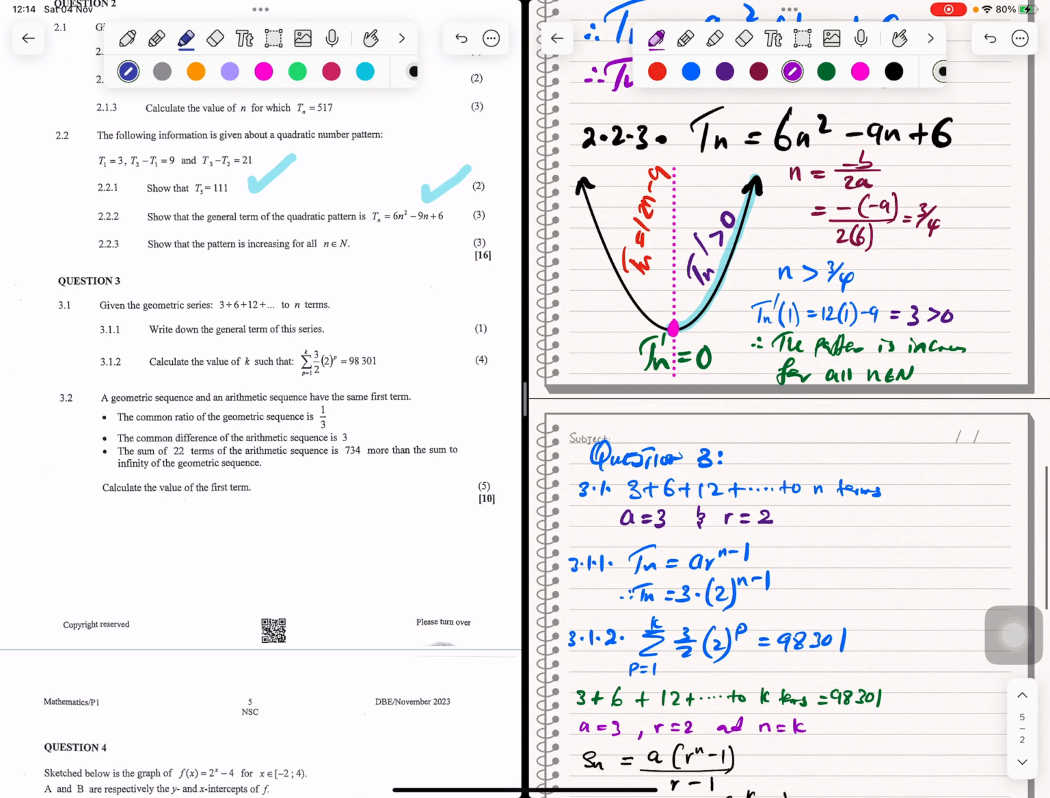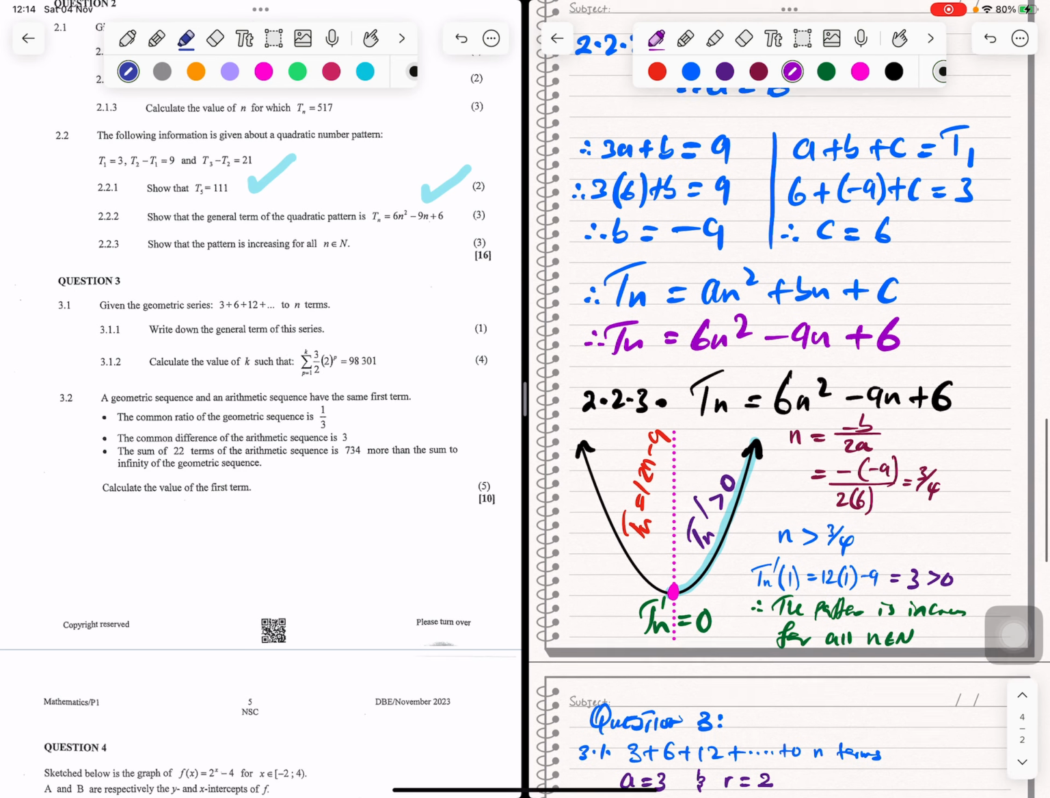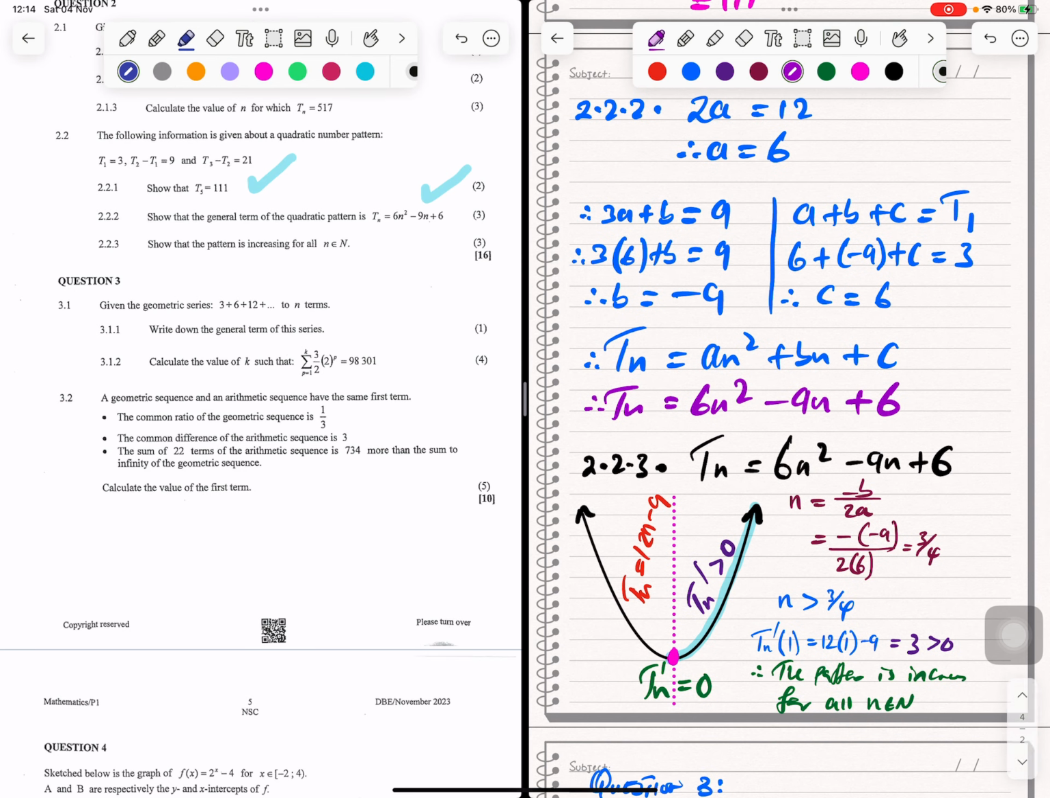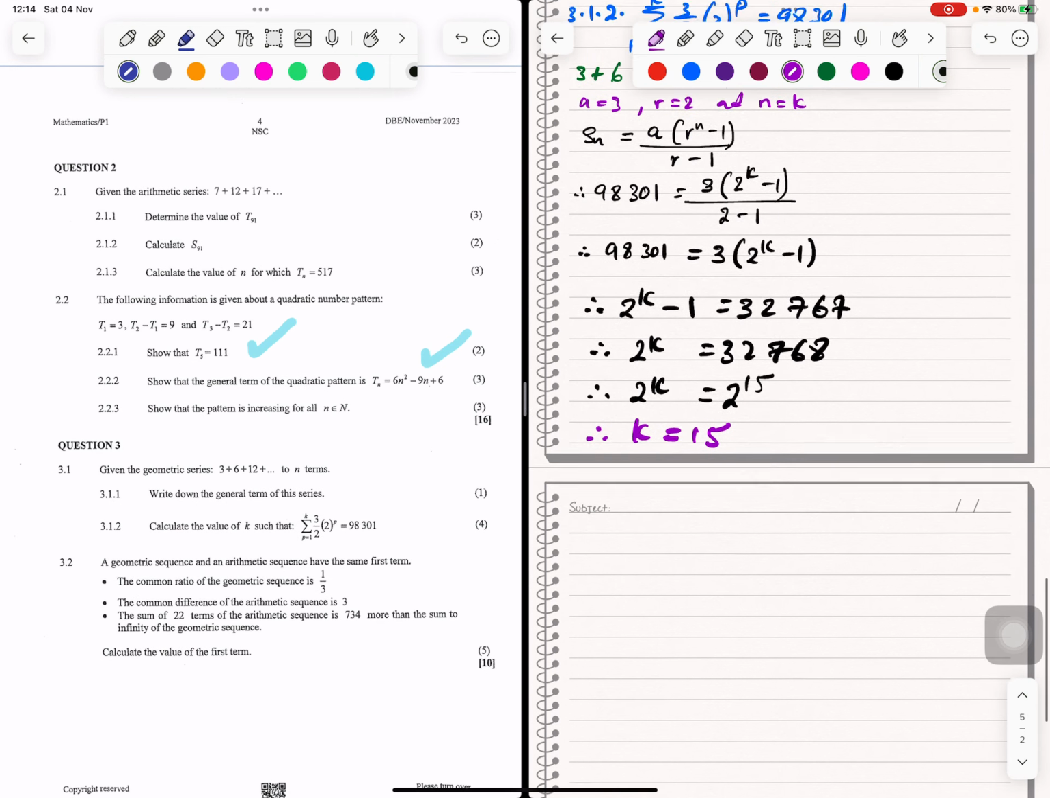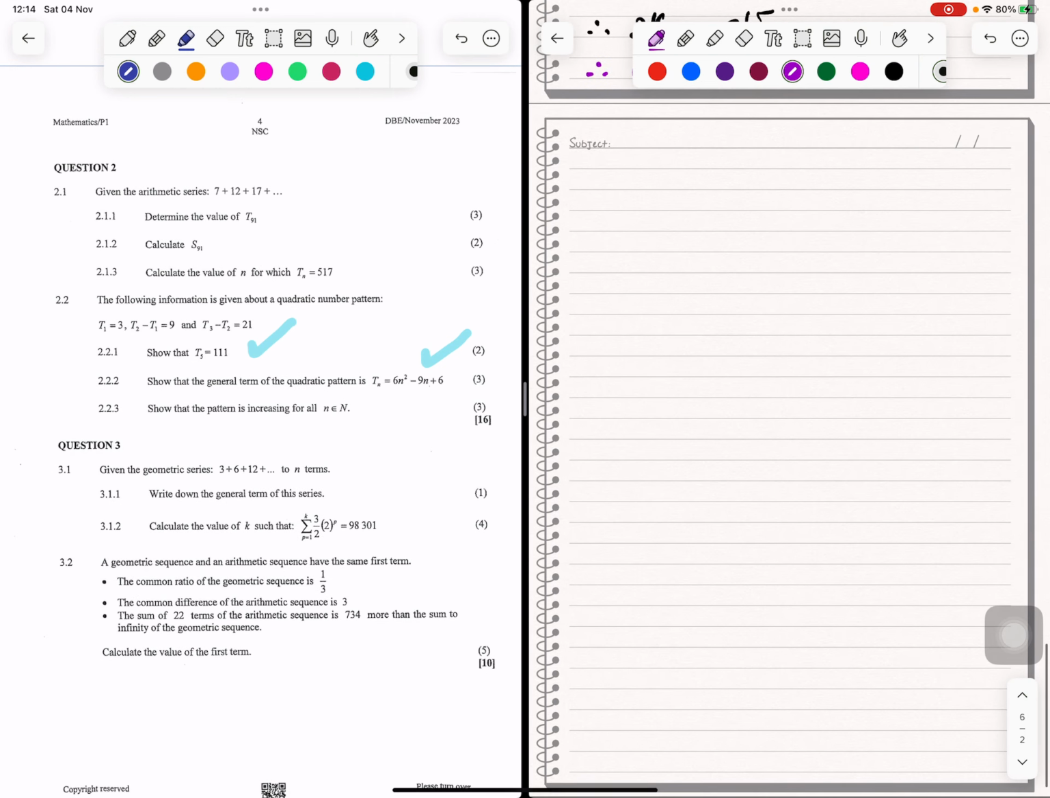Okay, this wasn't really bad. I think the complex one was the one of proving that it is increasing. But generally it was a doable paper, and it wasn't really complex compared to the one for last year.